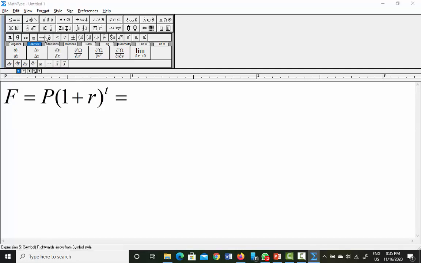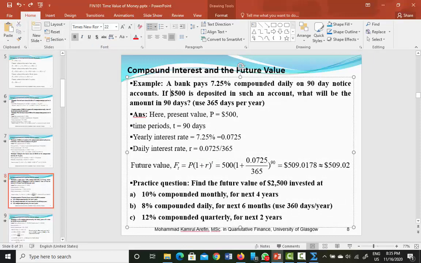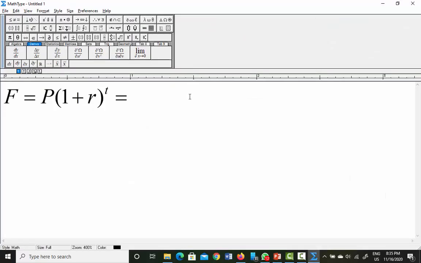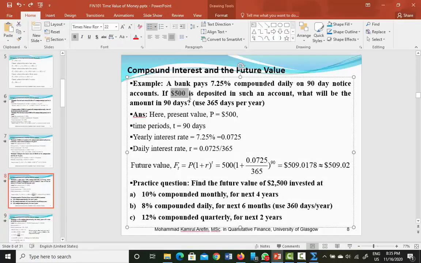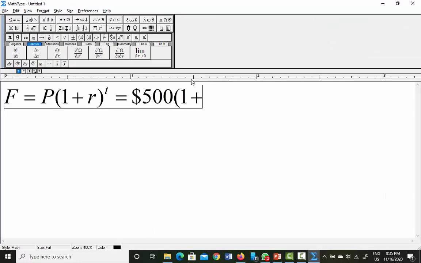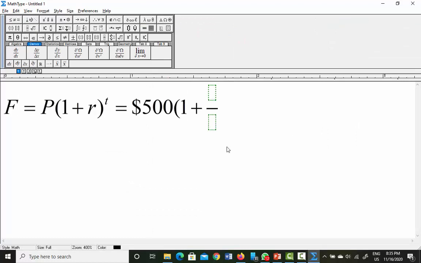So here, present value means we are investing $500. So $500 is the present value. 1 plus R. Interest rate is 7.25%. If you convert it to decimal, we will have 0.0725. 7.25% means 0.0725. This is the annual rate.